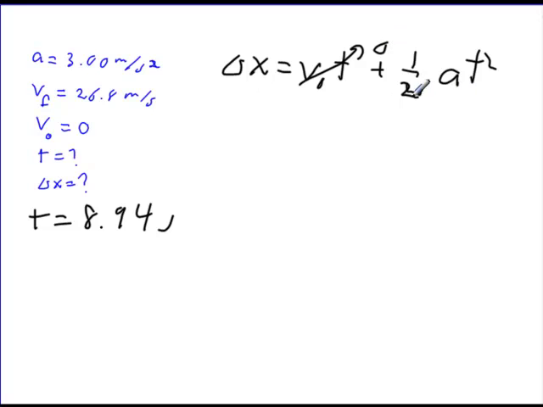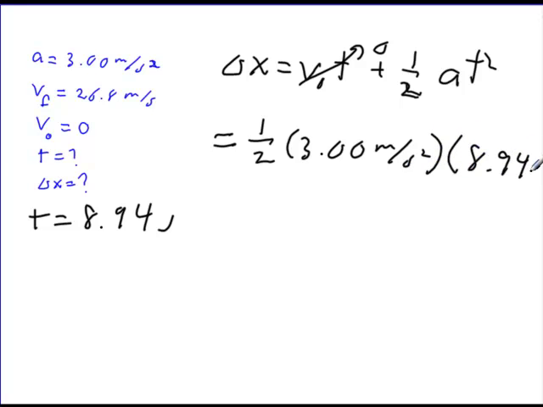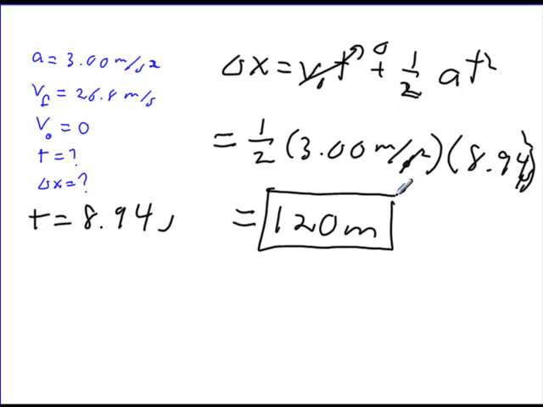Delta x is 1/2 a t squared. So I can plug in my numbers. 1/2, the acceleration is 3.00 meters per second squared. My time is 8.94 seconds squared. Second squared cancels against second squared. I'm going to be left with meters. And I get 120 meters. So it'll take me more than a football field just to accelerate from 0 to 60. So I better make sure I've got space when I do that.